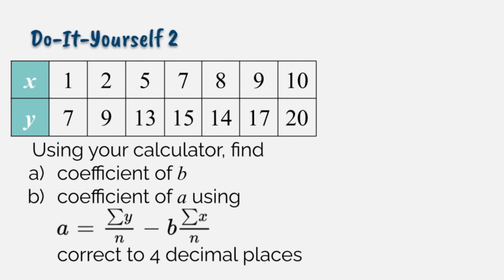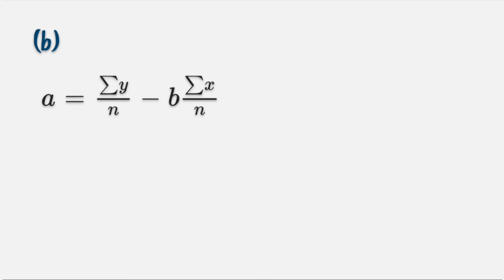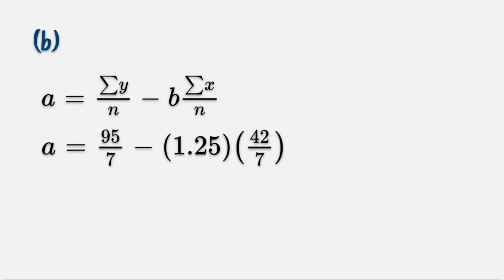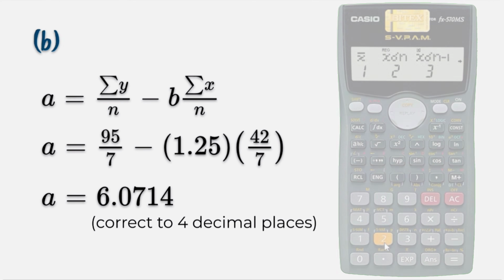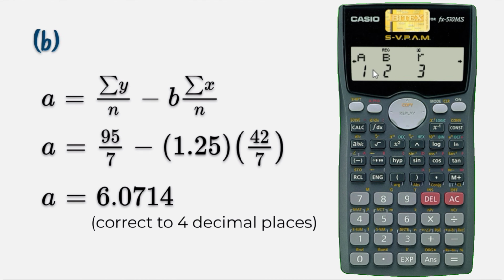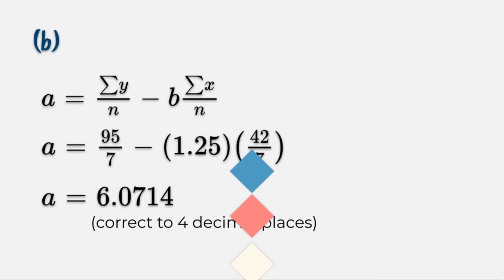The second question, find coefficient of A using the formula correct to 4 decimal places. We're going to use the round off value of B to substitute into the formula, and A is 6.0714, correct to 4 decimal places. Repeat the same step, but now we press 1, then we press equals, and the value of A is 6.0714 through the calculator. That's all.